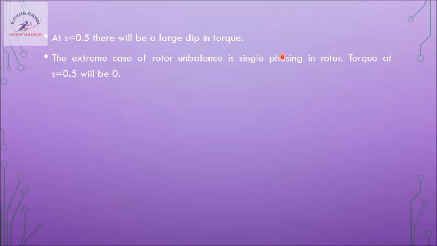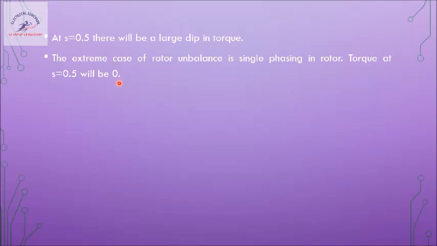Now what is the meaning of 0 torque? Usually for slip equal to 0.5, the induction motor should give us a maximum torque. Here the motor will stop. Instead of giving us a maximum torque, the motor will stop. This is because of single phasing in the rotor.